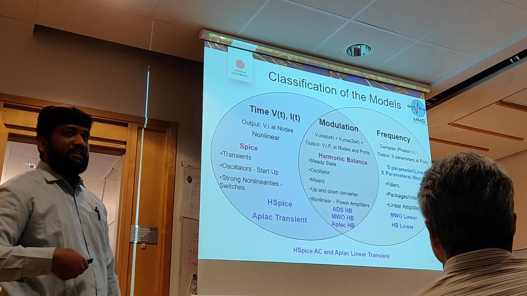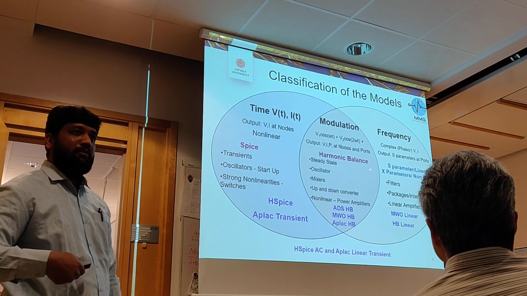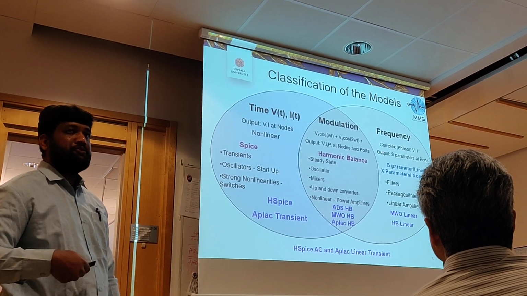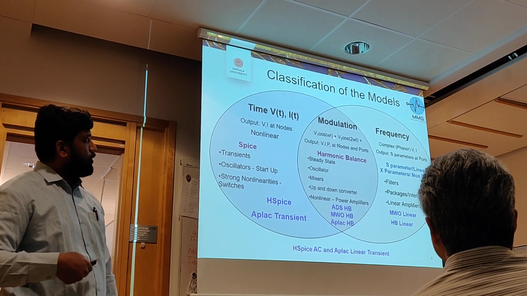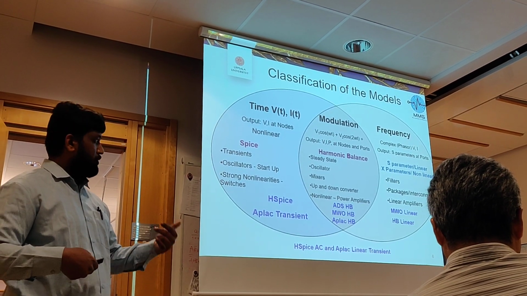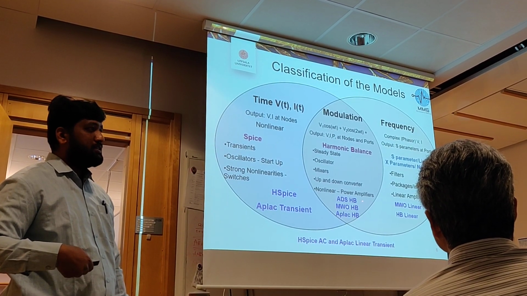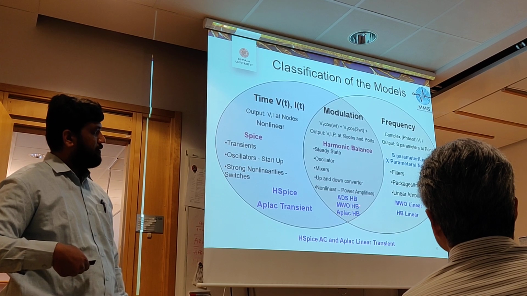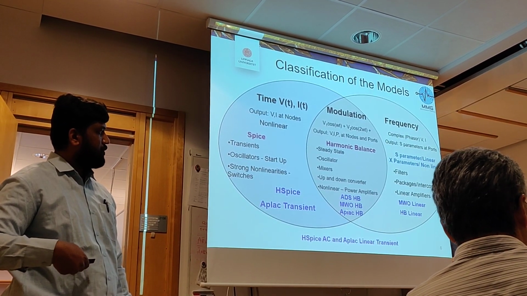Some of the challenging devices to design are the oscillator, mixer, up converter, down converter, and power amplifier. This requires a huge experience to design with proper devices. Here the output will be voltage, current, and power at node analysis and also at the port. Some of the models, like ADS, have harmonic balance models, and AWS has one more harmonic balance method, and APLAC is one intelligent model.